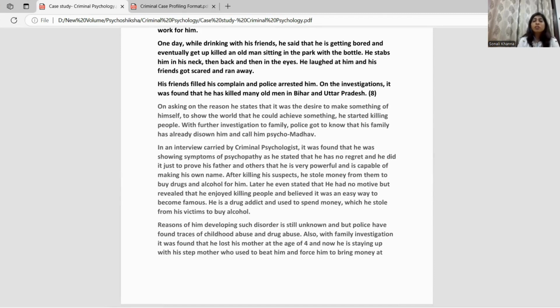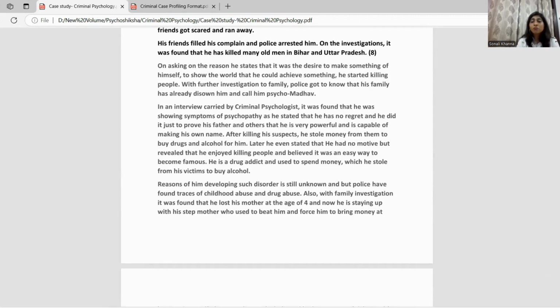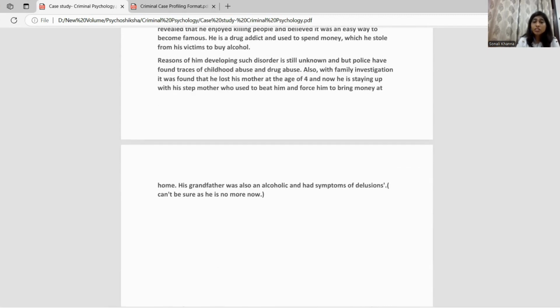The reason for him developing such a disorder is still unknown, but police have found traces of childhood abuse and drug abuse. Also, with family investigation, it was found that he lost his mother at the age of 4 and is now staying with his stepmother, who used to beat him and force him to bring money home. His grandfather was also an alcoholic and had symptoms of delusion. Can't be sure, as he is no more now.